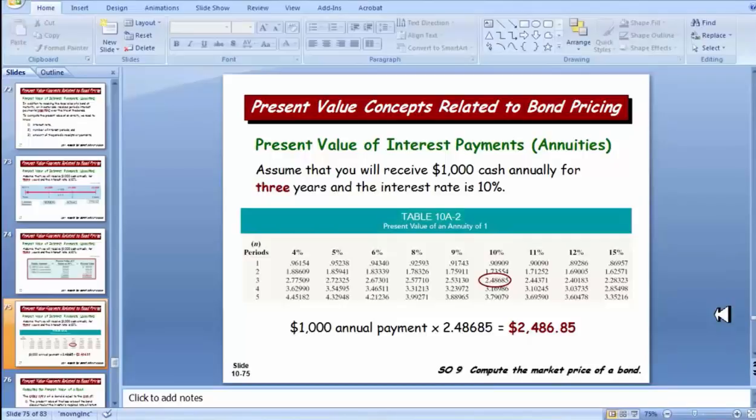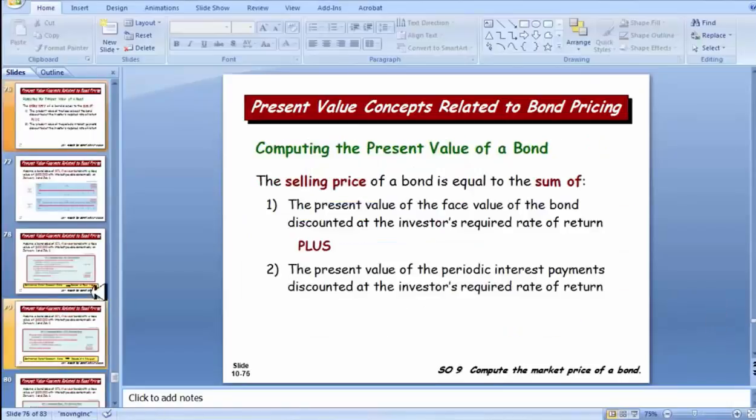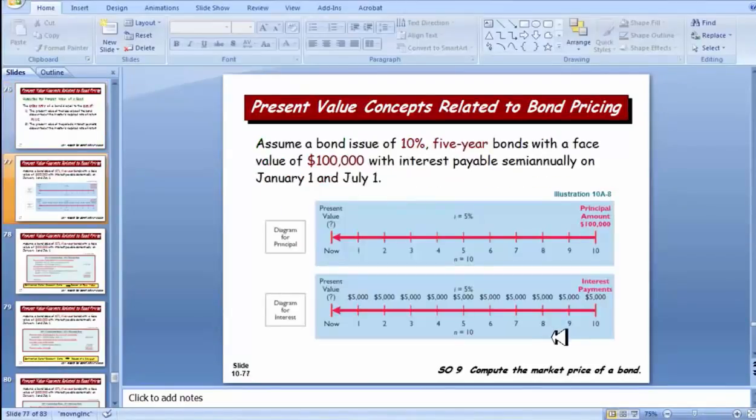So when we issue a bond, we've got 2 payments. We've got a payment stream, and we've got the bond payment at maturity. So we get the present value of the bond payment at maturity and the present value of the payment stream, and that gives us the total present value of the bond. It says here, the selling price of the bond is equal to the sum of the present value of the face of the bond discounted at the investor's required rate of return, the market rate, plus the present value of the periodic interest payments discounted at the investor's required rate of return. So there's a picture of that.